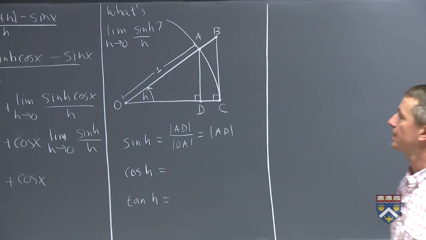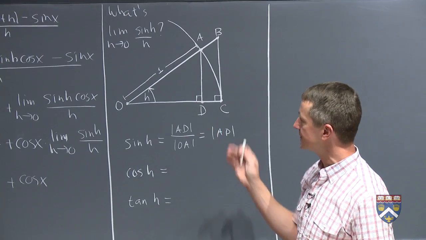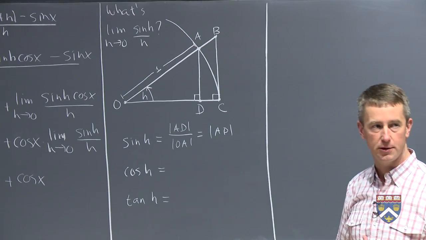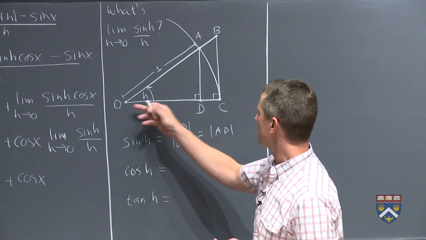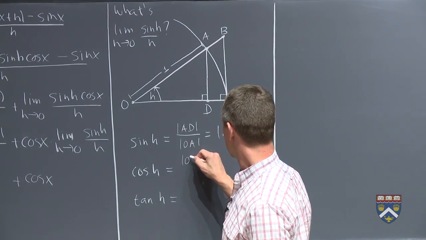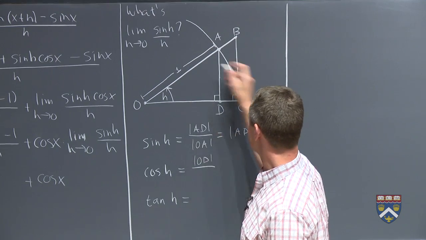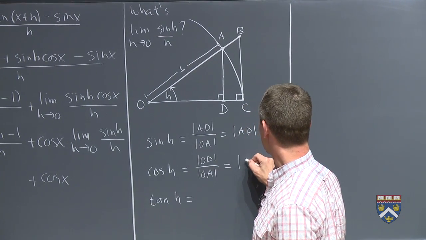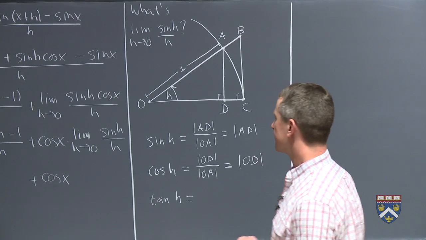Since we've done sine, why not do cosine? Cosine on a triangle is adjacent over hypotenuse. Again, we could use the big triangle or the smaller triangle, but the smaller triangle will give us a cleaner answer. Adjacent is OD. Hypotenuse is OA. But OA is 1, so we get OD.